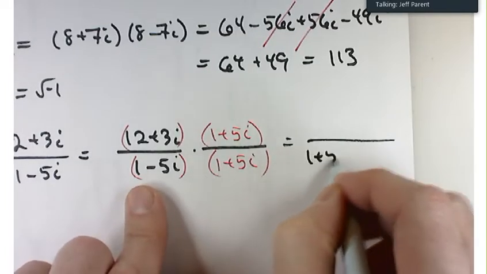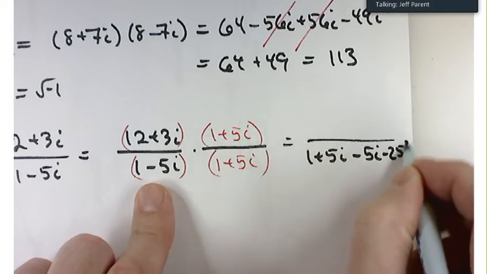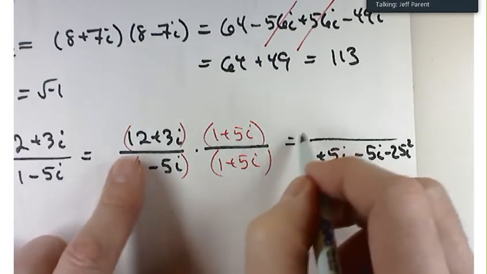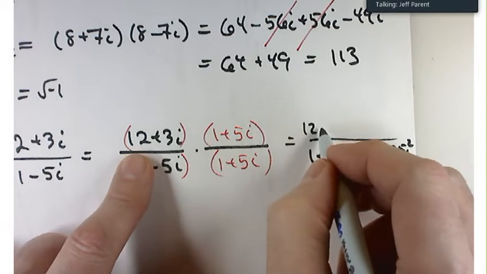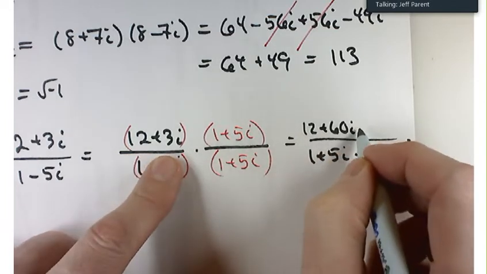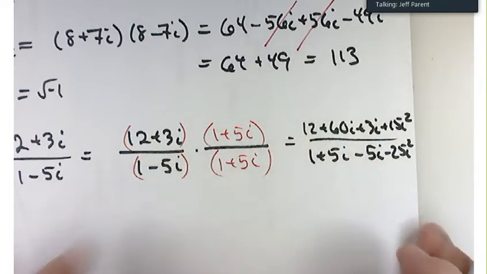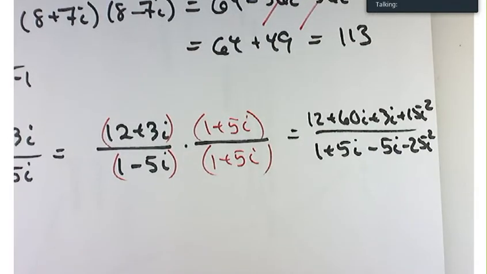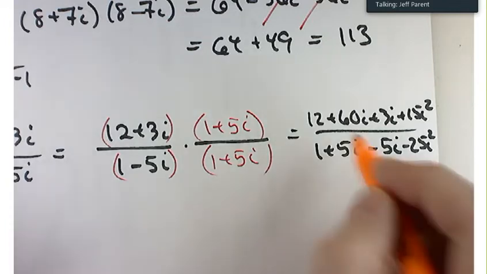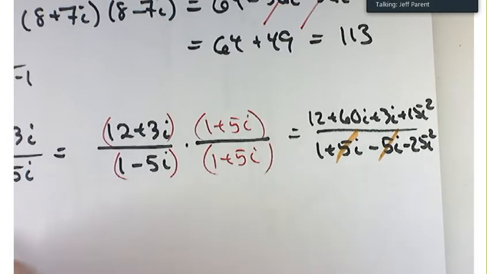1 plus 5i minus 5i minus 25i squared. In the numerator, first term, 12. Outside term, 60i plus 3i plus 15i squared. And I'm sorry, I'm running out of room there. The cool thing is that the denominator is going to experience a lot of nice simplification. The 5i's are going to cancel, and I'll be left with 1 plus 25.